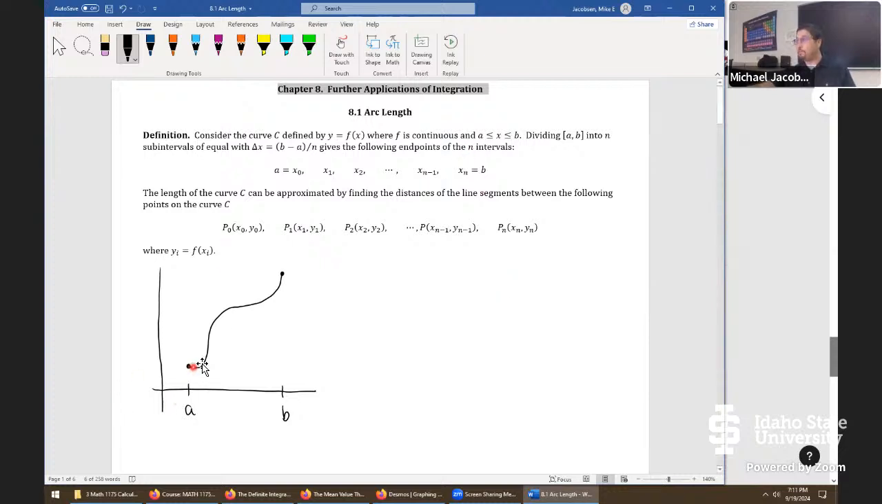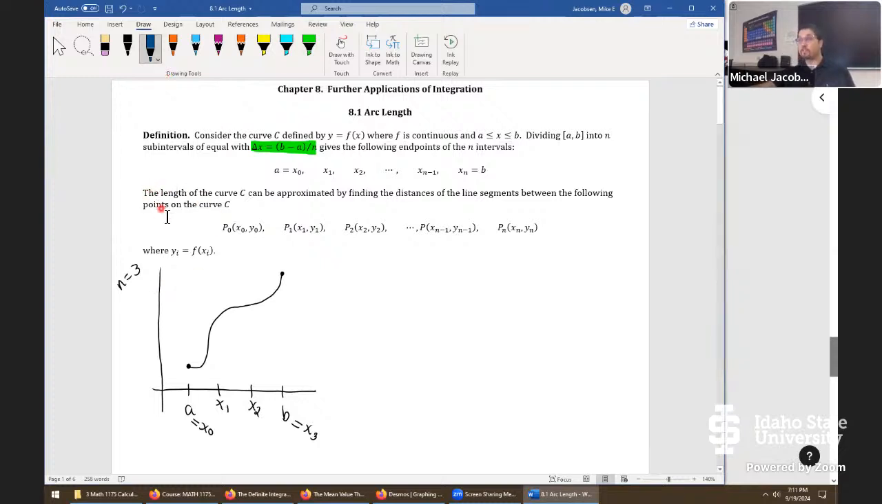So if we want the length of this curve from A to B, we divide A to B into n subintervals of equal width delta x, which is b minus a divided by n, to give all these endpoints. So we already have one endpoint, A. Let's call that x naught. Let's let that one be x1. This is x2, and we ran out of space, so this will be x3. So n equals 3 in this diagram. Not too much drawing, at least.